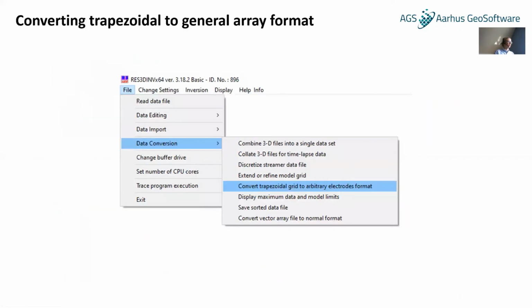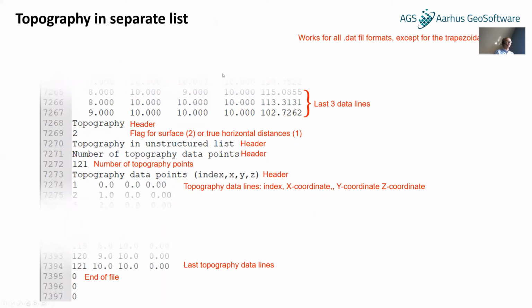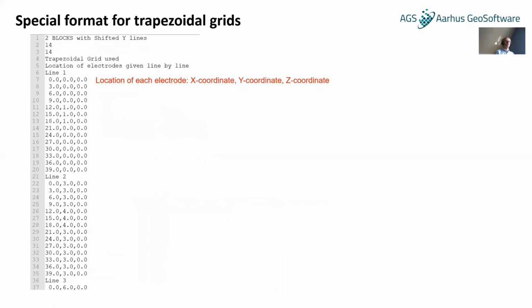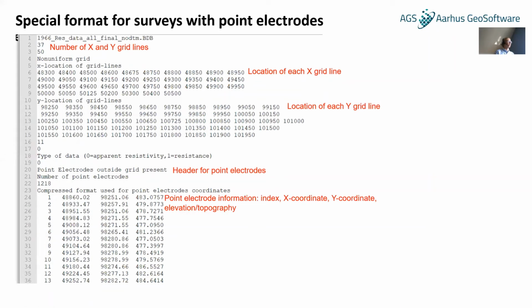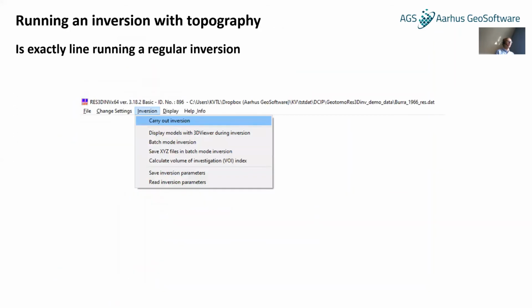So to sum up, the topography in separate lists works nearly all the time, and then you have these special options if you have one of these three data formats. So that is how to add topography to your DAT files. To run the inversion, once you have added the topography in your DAT files, you just do like you always do. You load the DAT file, you select inversion, carry out inversion, select where to save the inversion, and so on. And then you don't have to do anything differently than you're used to.